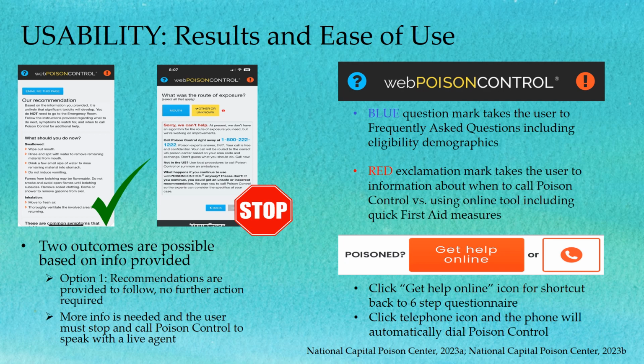At the top of the screen within the app are 2 icons, a blue question mark and a red exclamation mark. These icons represent different shortcuts to direct the user to frequently asked questions or more detailed information about poison control. 2 other easy-to-use shortcuts are the phone symbol, which dials Poison Control directly, as well as the Get Help Online button that takes the users back to the questionnaire.